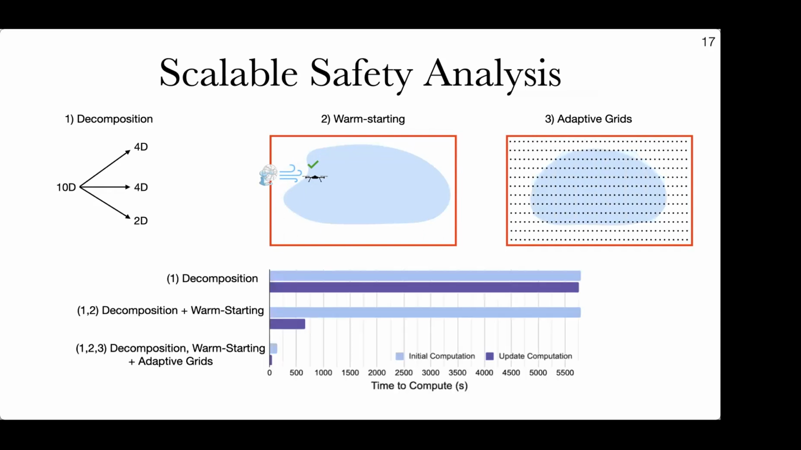This does help a lot, so I won't go into detail on this, but basically doing the full 10D thing would be taking more time than the universe has existed. Doing the decomposition brings it down to however many minutes this many seconds is. And then as we incorporate more and more of these techniques, we get to the point where we can start doing some analysis, not so much in real time for these systems, but at least quickly-ish online. But it's still the main struggle that we have.